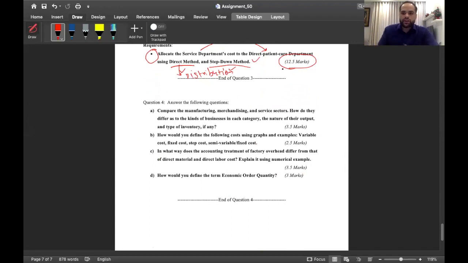So question 4, as I mentioned to you in the beginning, is only discussion based. It's a discussion based question. So there are no requirements, no numbers or calculations given that you have to calculate. It's merely a discussion and theoretical question. All right, so you have 4 questions. The first question contains 3.5 marks. The second contains 2.5 marks. The third question also 3.5 marks, and question 4 is a 3 marks question.